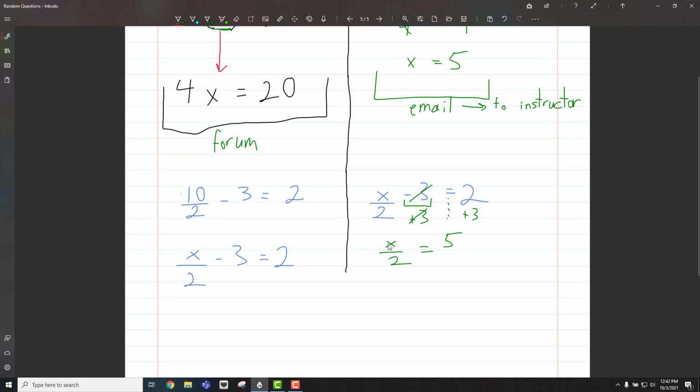Here we now have x divided by 2, so our opposite operation is to multiply by 2. That's what would cancel that guy out. Must maintain balance, so we do the same thing on both sides. And x is equal to 10, just like we know it should be.